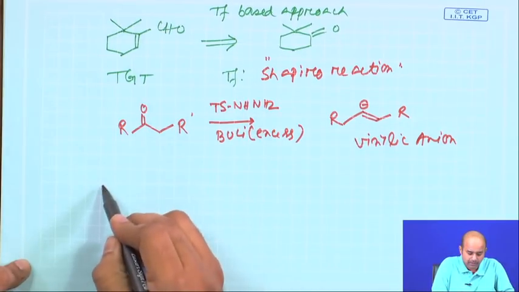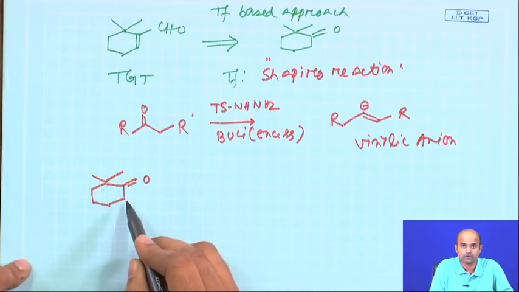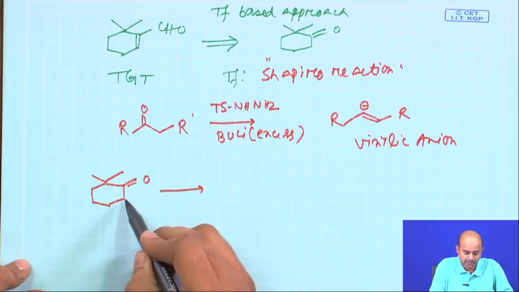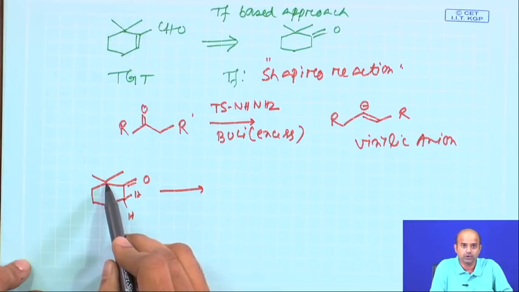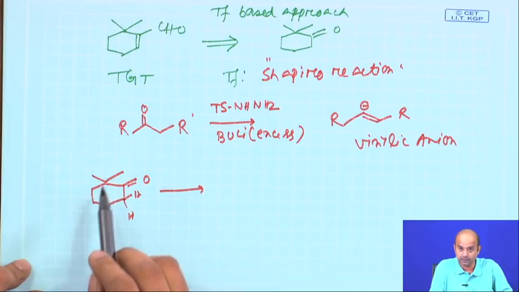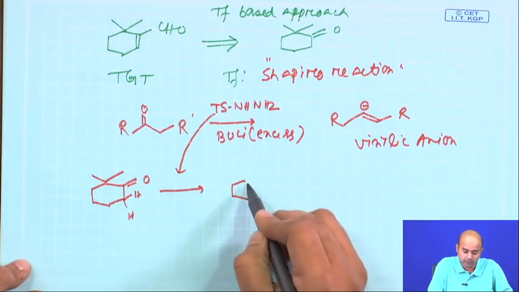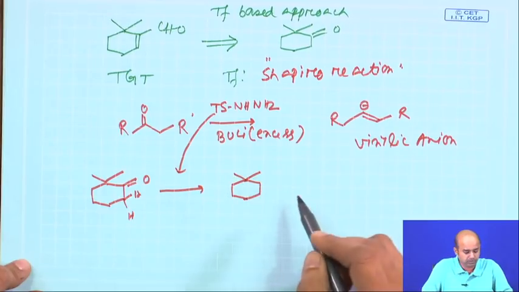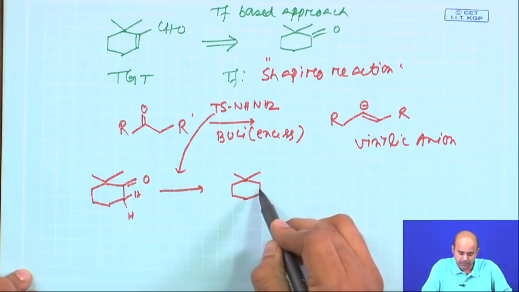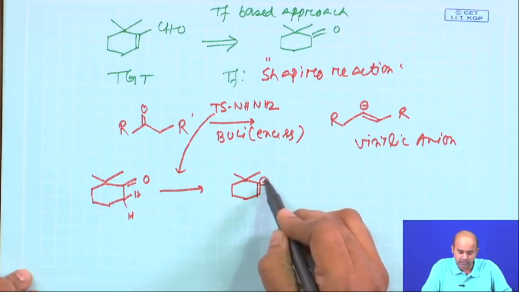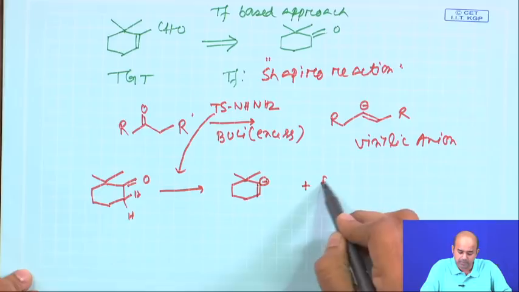Now, our retro demands that you have a starting material something like this, a ketone, having alpha hydrogens here. That is why this alpha site we have blocked intentionally. Then you subject it to this Shapiro reaction. Now, for the Shapiro reaction mechanism, as I said, you can go through it in the study material. Now, see, this disconnection will give you a vinylic anion here. So, you have a vinylic anion. Now, what you need to do? You just need to react with some electrophile.